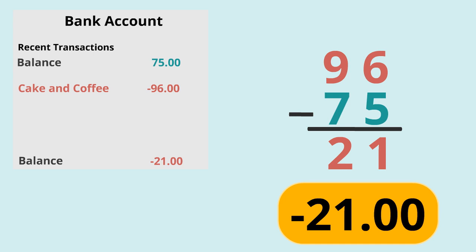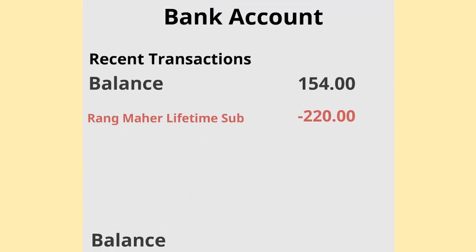Let's try one last one before you go off and practice by yourself. Last bank account. Our balance was €154. We spent €220 on a lifetime Rongmire subscription. And let me tell you, it was worth every penny. What is our new balance? Pause the video and use a method to solve.